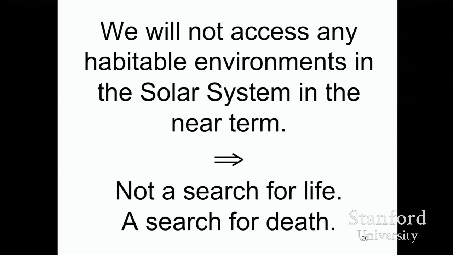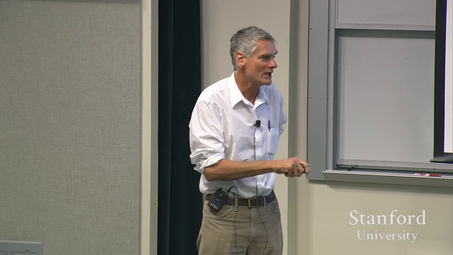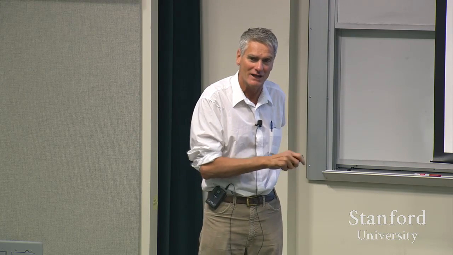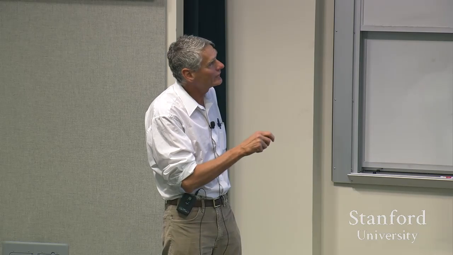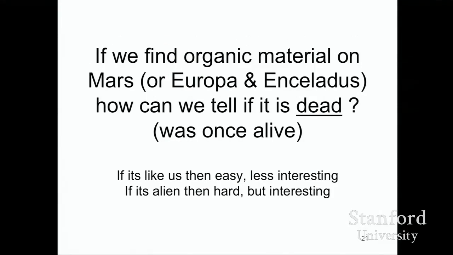We're not going to find anything that's alive. If something's alive, you can grow it and you can reproduce, and that's how Viking tried to search for life. We don't have that option. We have to search for basically dead bodies. But dead bodies are very, very interesting. And so another way to phrase that question is, if we find organic material, can we tell if it was once alive?